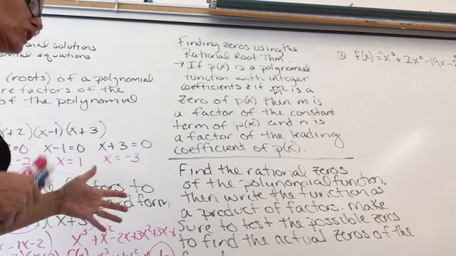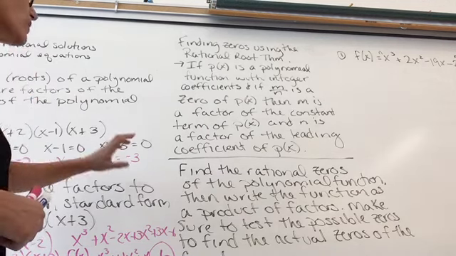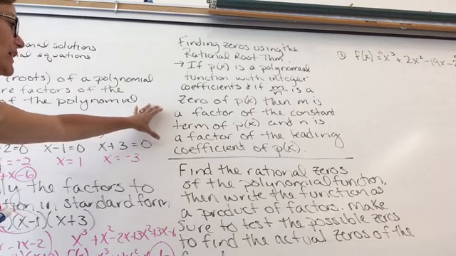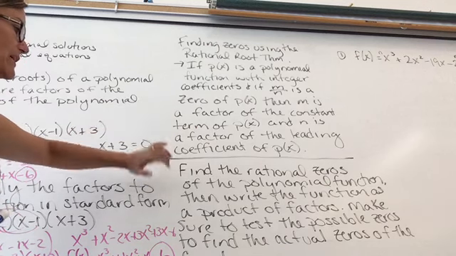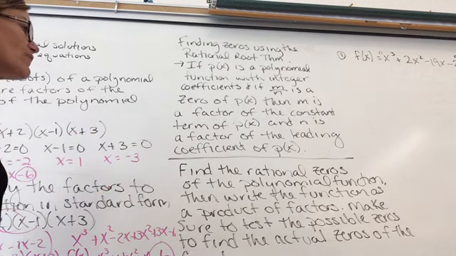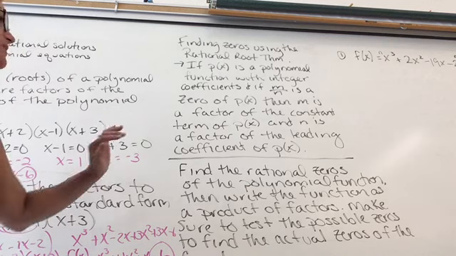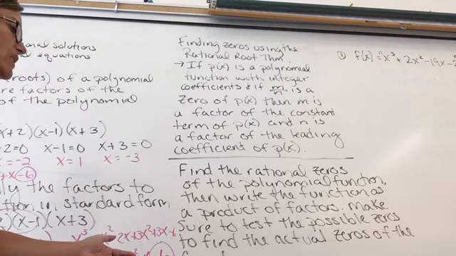So we're going to look at the beginning term and the constant, and we're going to combine them to find out what our zeros are. This can be kind of confusing. I'm going to show you how it applies. These are the directions for the examples we're going to do. It says find the rational zeros of the polynomial function, then write the function as a product of factors. Make sure to test the possible zeros to find the actual zeros of the function. It's a lot of things. So we've got 3 things going on.